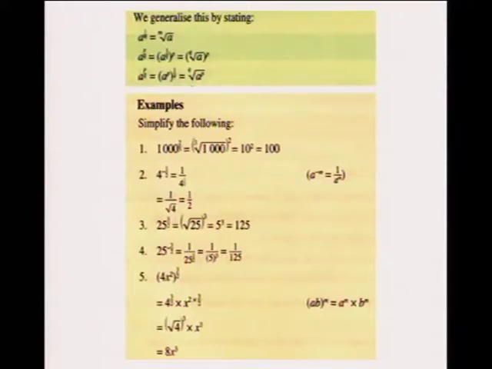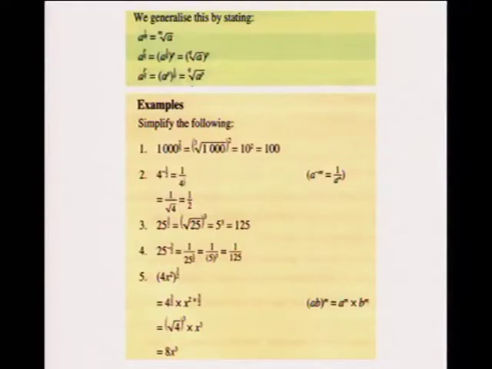Number 3, 25 to the power 3 over 2. It's the same as, in brackets, the root of 25 to the power 3. So it is 5 to the power 3, which is 125. Number 4, we know the rule. Now it is 1 over 25 to the power 3 over 2, which is positive. The same as 1 over 5 to the power 3. So the final answer, 1 over 125.